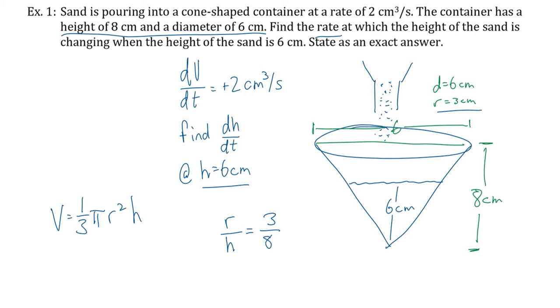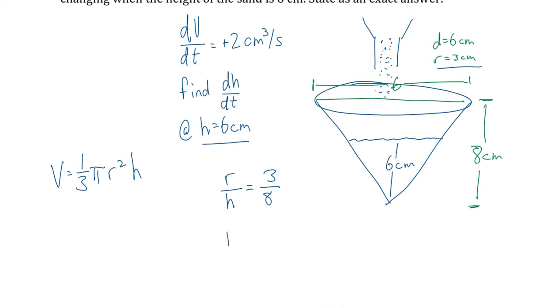So now what I can do with this ratio that I've come up with of radius to height is solve it for the radius, and it turns out this is a substitution question, and I want to do the substitution before I take the derivative. You always do the substitution before you take the derivative.